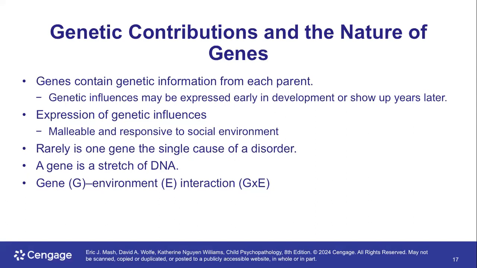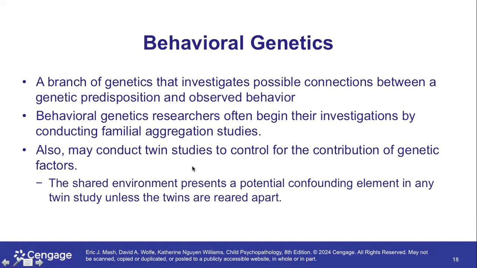Now, I want to emphasize once again from this slide, the biggest point is that rarely is there a singular gene that causes an outcome. Now, we do have something called behavioral genetics, which investigates the connections between our genetic predisposition and observed behavior. And we do these kinds of studies by doing family aggregation studies and looking at the role of various family members and whether they have a condition. That's also called a pedigree study, oftentimes.